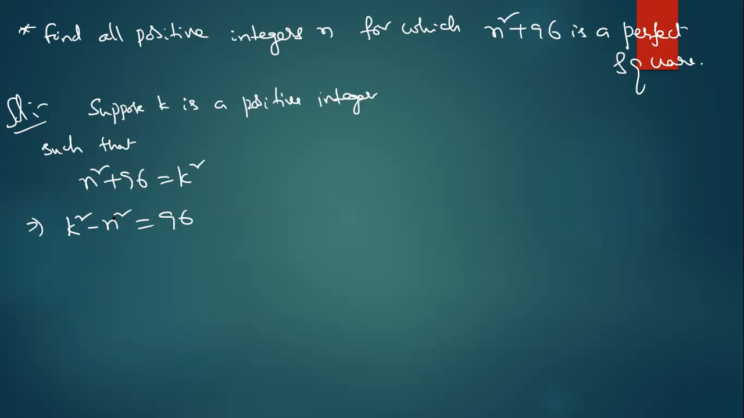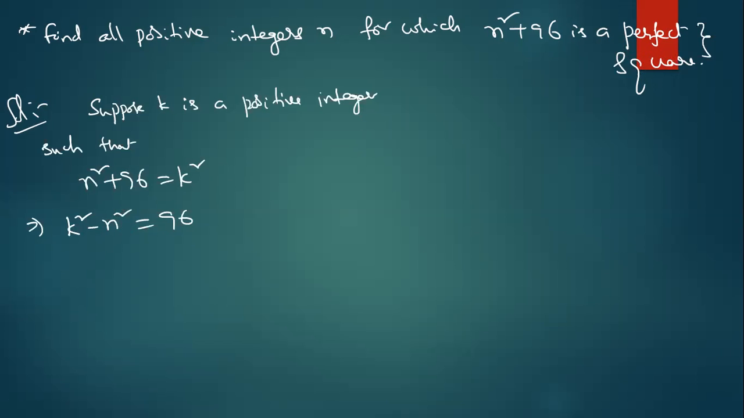Sir, k square or root k? See carefully, what is the question? Perfect square means, I'll give you an example: 1, 4, 9, 16, 25. So 4 square is 16, or root 16 must be a non-decimal value. Perfect square means 1 square, 2 square, 3 square, 4 square, like that.